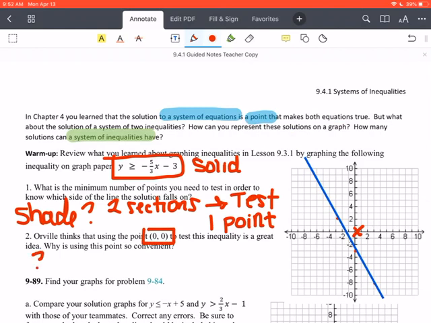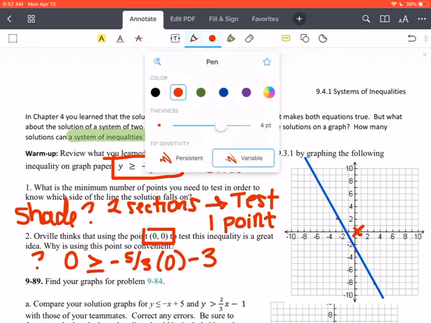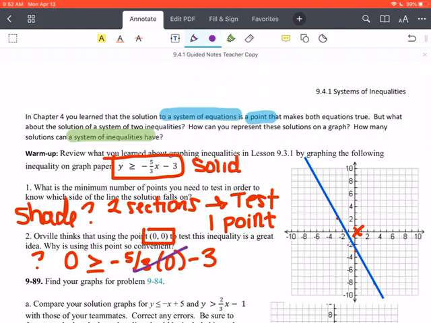So we are going to test, is 0 greater than or equal to negative 5/3 times 0 minus 3? Okay, well, like the problem is referencing, this just cancels out when you multiply by 0. So we are asking, is 0 greater than or equal to negative 3? The answer is yes, that is true. So we know automatically that we are going to shade in the region where 0, 0 falls.